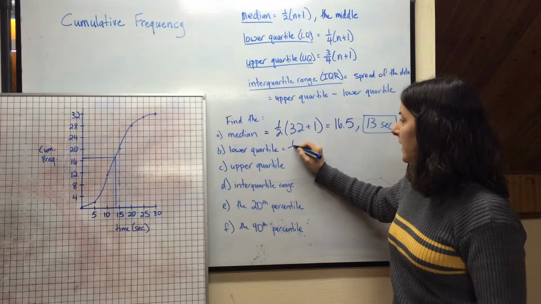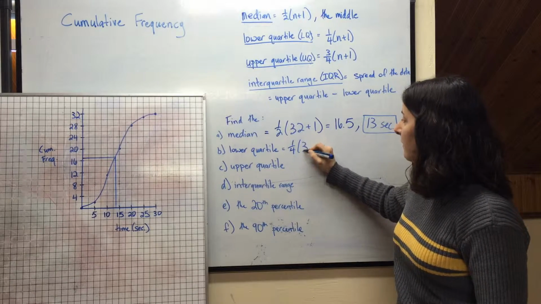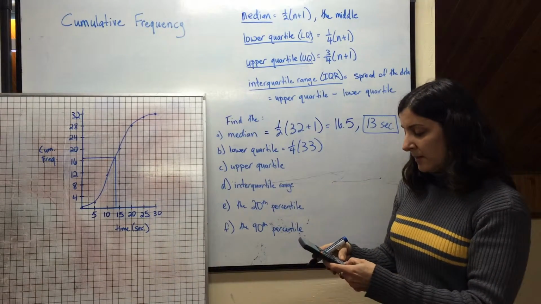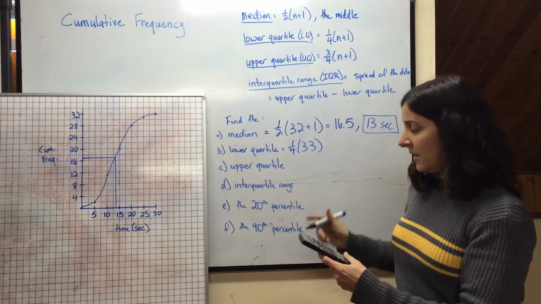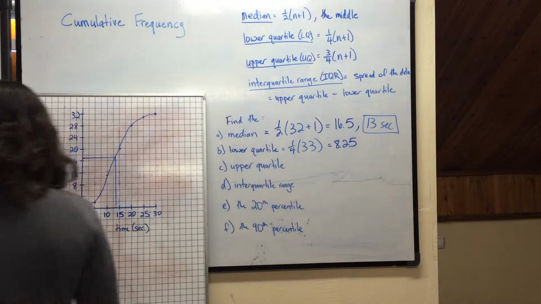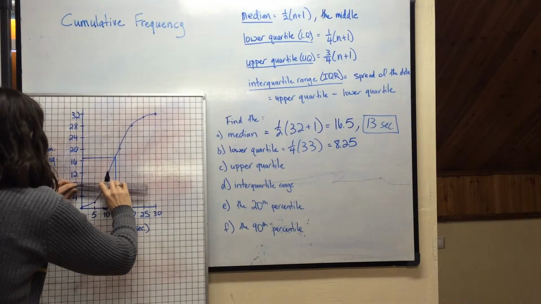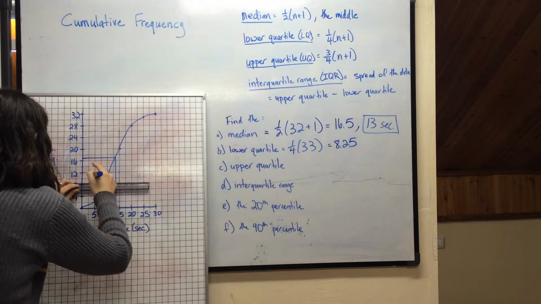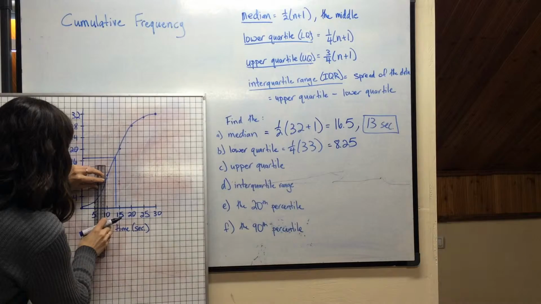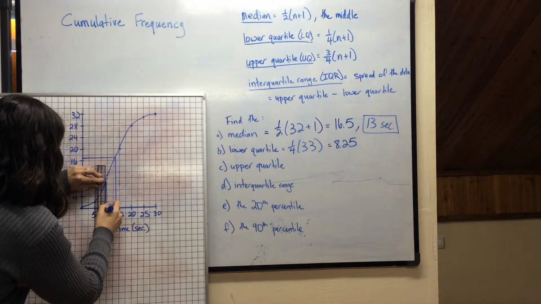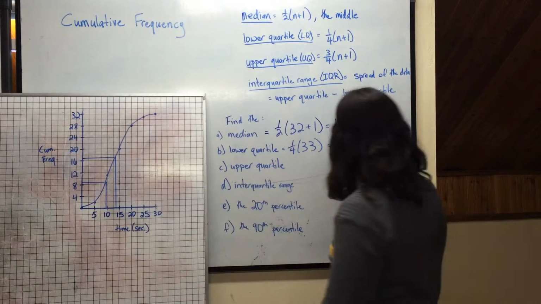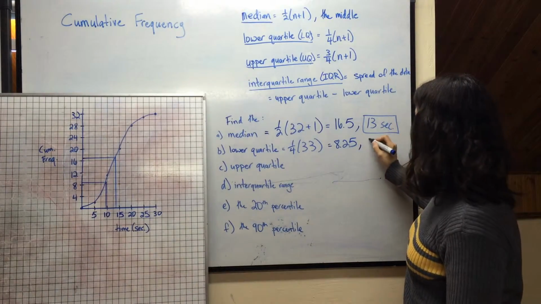So if we do the lower quartile, it's the same idea, 1/4 of 33. You can do that in a calculator, 0.25 times 33, and we get 8.25. So go back to the graph at 8.25, and then to my line, and then from my line we go down. Like I said, this is a little bit difficult with an expo because it's so thick, but we can call the lower quartile 9 seconds.